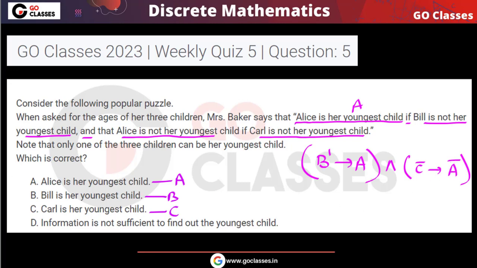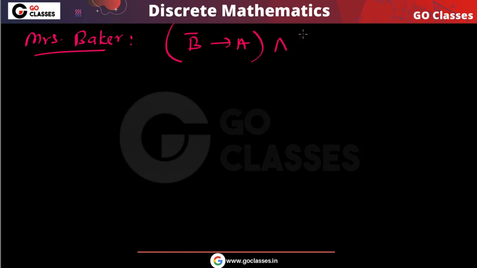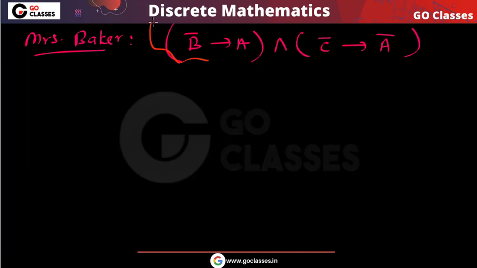So the question is very simple. This is the statement which Mrs. Baker is saying. Mrs. Baker has basically said that B bar implies A, and C bar implies A bar. Now we have to find out who is the youngest child. From this statement, we have to find out who is the youngest child.